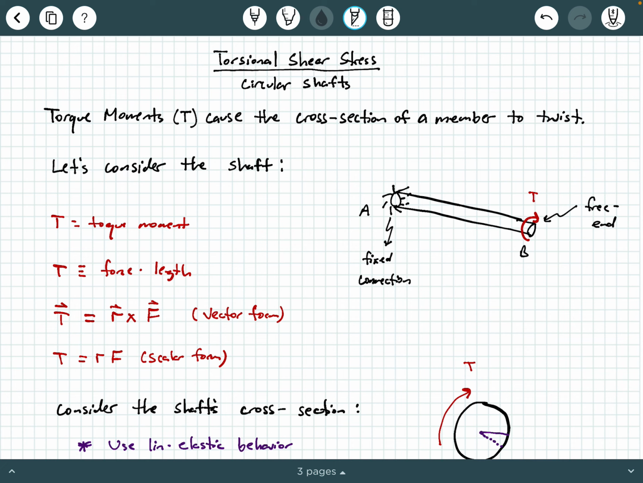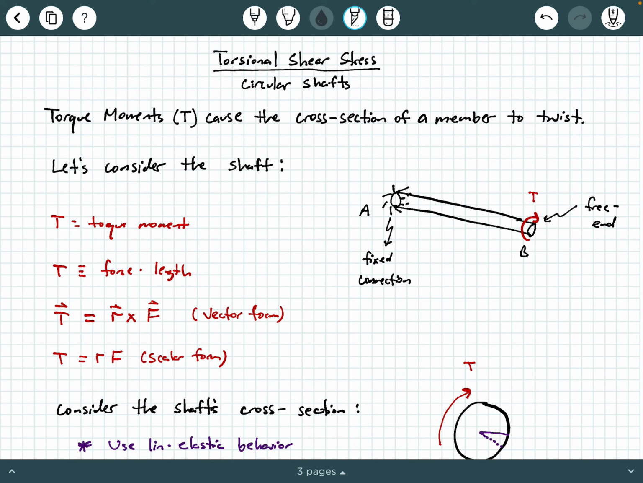So let's get started. First, we're going to start with saying torque moments, which we typically call T, cause the cross-section of a member to tend to twist. Now, if the term torque moment sounds a little familiar, it should. You've dealt with moments before. Most likely you've dealt with bending moments.